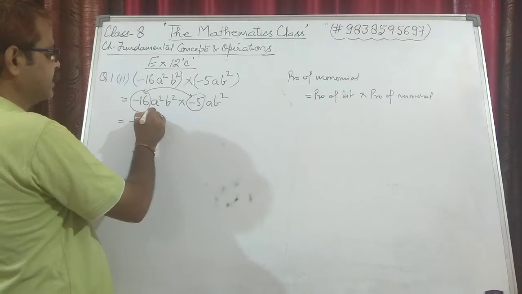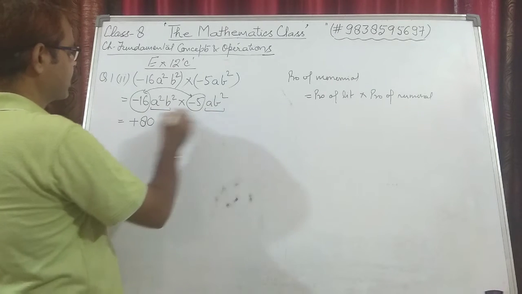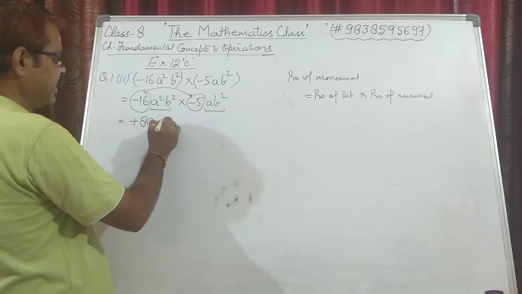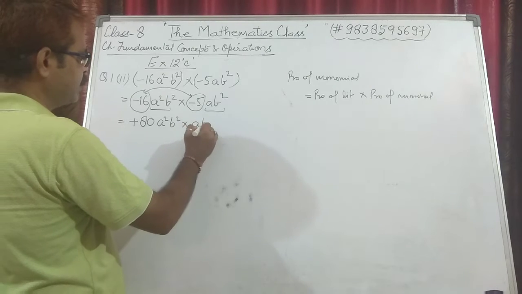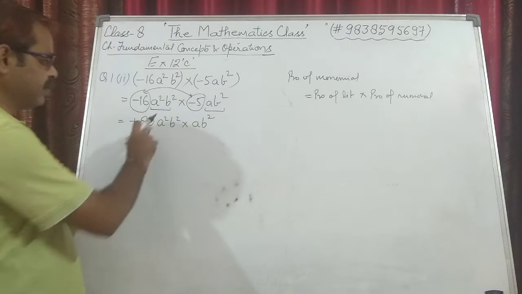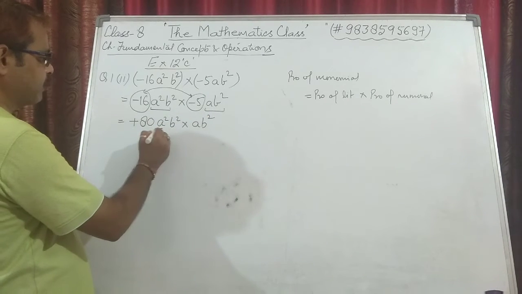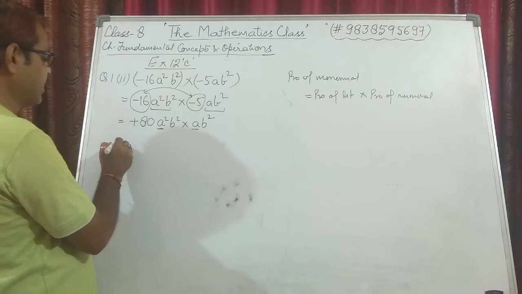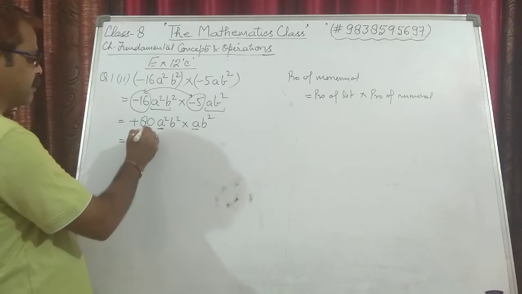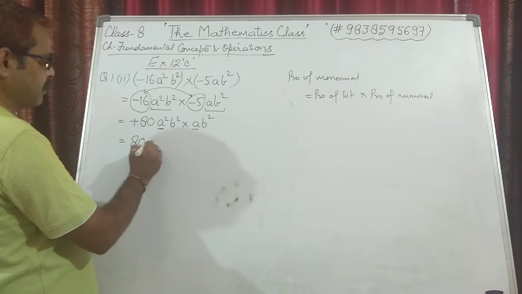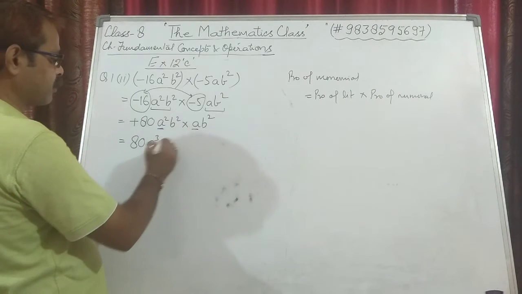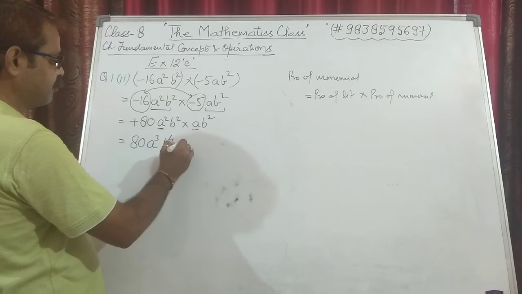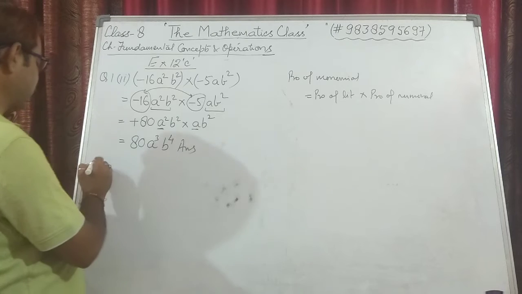Now what is left? These literal parts are left. Now a square b square into ab square. A square multiplied by a will give a to the power 3, and b square into b square will become b to the power 4. The 80 will come as it is. So that is the final value.